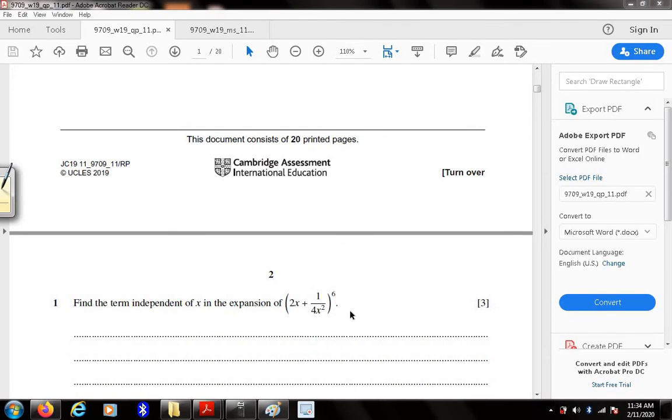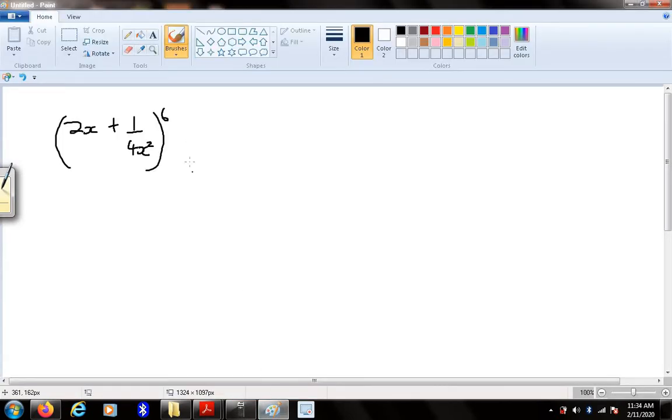Now obviously, for us to solve this problem, because it's a power of 6, which is a large expansion, we can use the binomial theorem because all the conditions are met there. So what we need to do now is show you how the binomial theorem works in terms of that question.